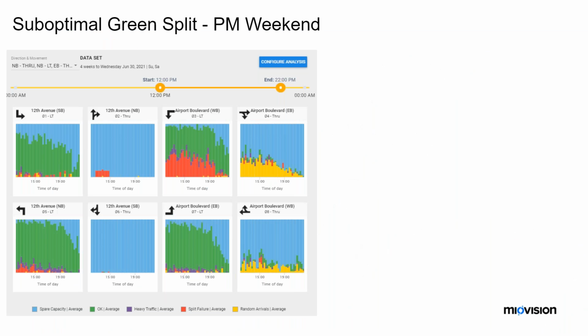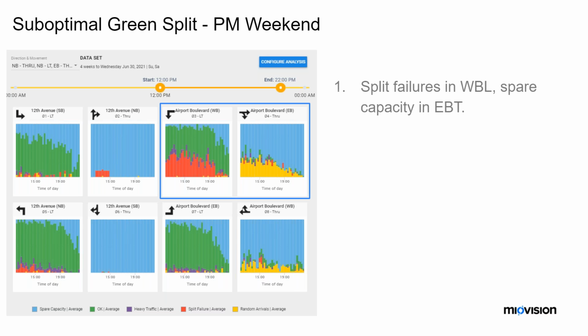To begin with, I like to pull up our split trend graphs in this view here, which is in the analysis tab, showing all of our movements and how they're all operating. Here I've pulled up 4 weeks of data in June for the weekend, and I've narrowed it down from noon until 10 p.m., which is our PM time frame. We can immediately see that westbound left, like was shown on the previous page, does have quite a few split failures going on, especially from noon to around 8 p.m., where the opposing movement has a lot of spare capacity.